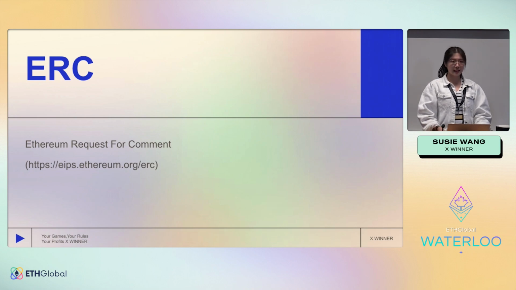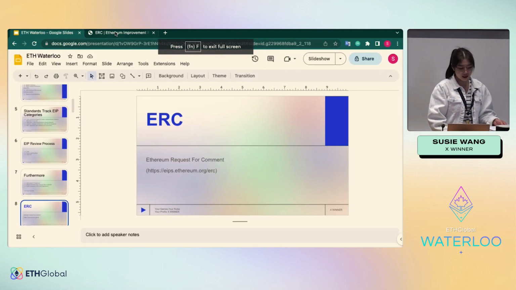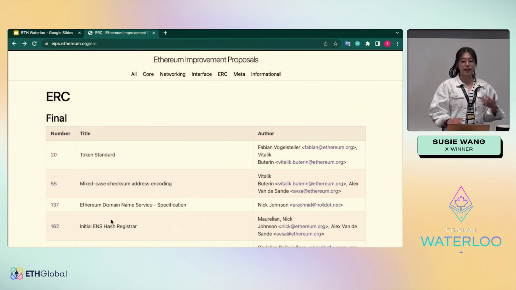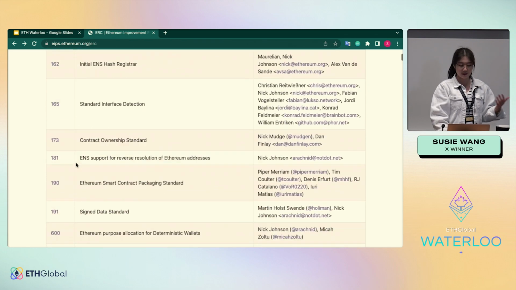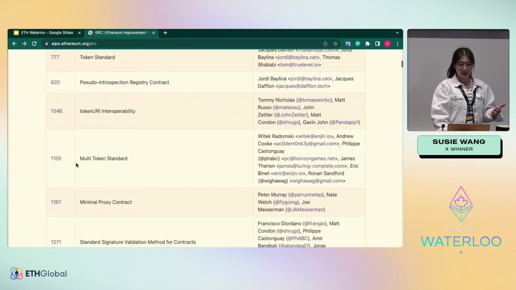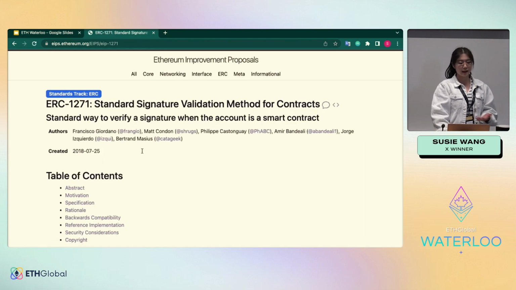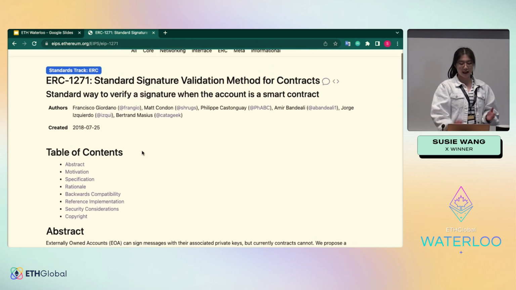Let's dive into ERC. ERC stands for Ethereum Request for Comment. If you go to the ERC website, you can see a ton of them, including their status, such as ERC-20 and 721, and also, in the last session, Vitalik mentioned ERC-1271. Let's take that as an example.